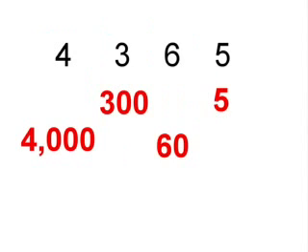Here is the value of each number. 4 is 4,000, 3 is 300, 6 is 60, 5 is 5.